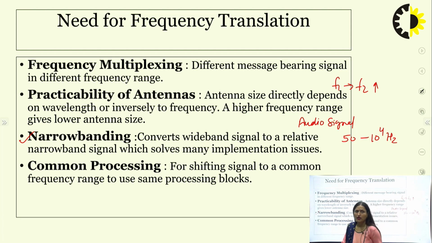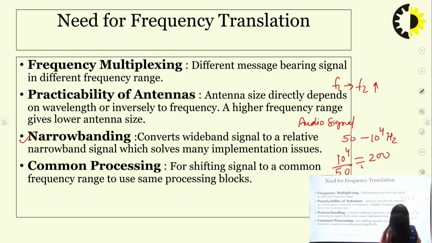Okay. So if we want to transmit this signal, what is the ratio of maximum to minimum? If I want to find the maximum to minimum ratio, it comes out to be 200, right? So this 200 means the variation between the high frequency and low frequency is around 200.